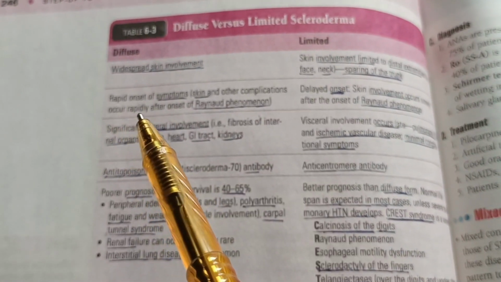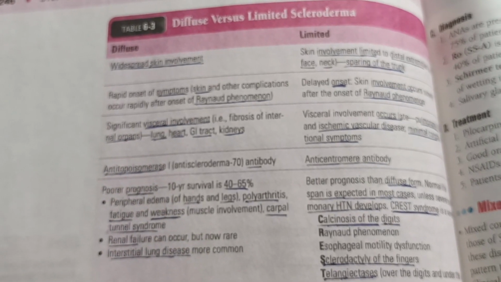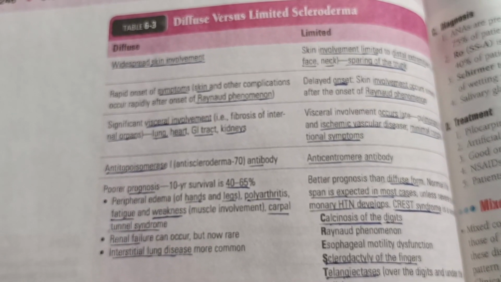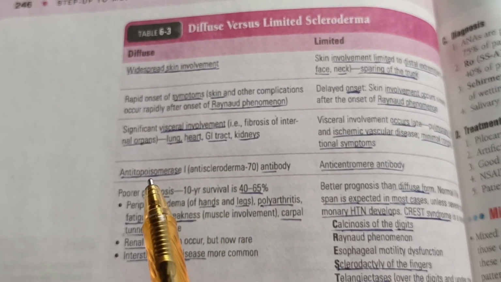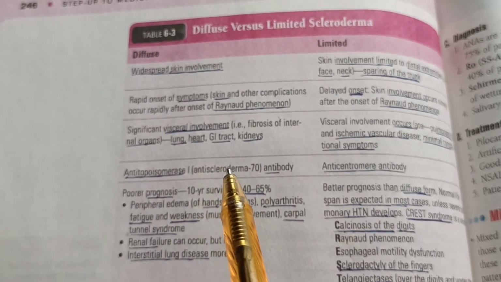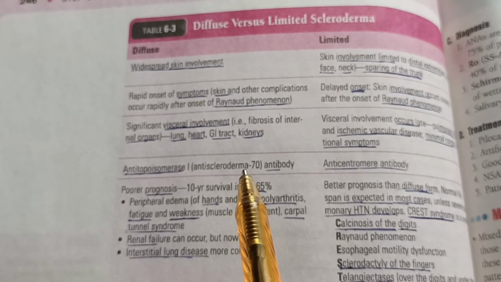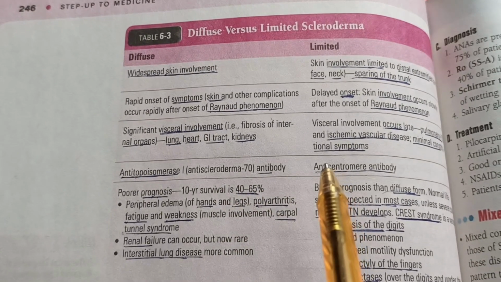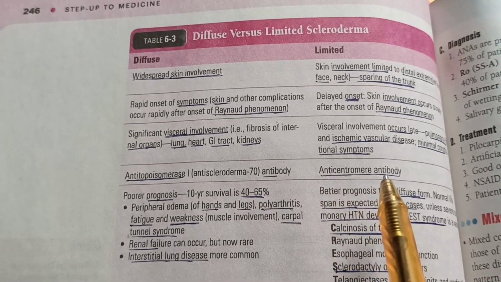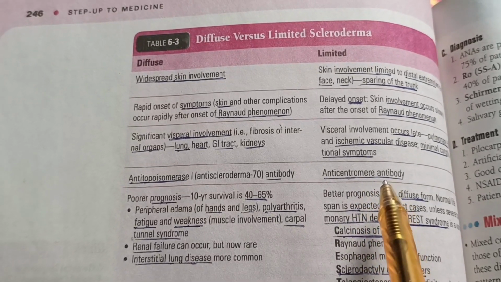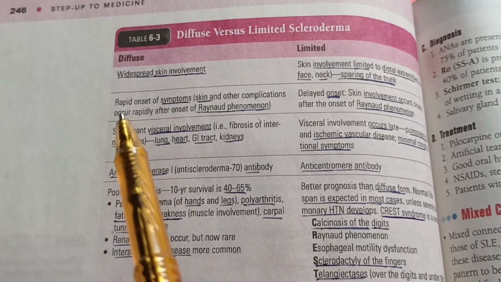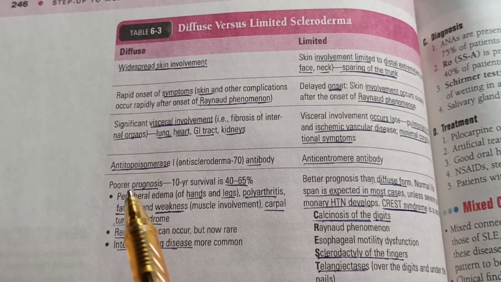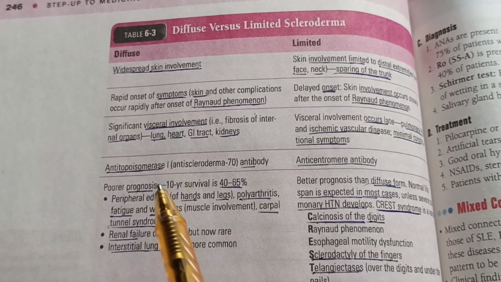Now, in diffuse scleroderma, anti-topoisomerase 1 is positive mostly. This is the anti-topoisomerase antibody. Another name for anti-topoisomerase antibody is anti-Scl-70. While in limited scleroderma, anti-centromere antibody is positive.